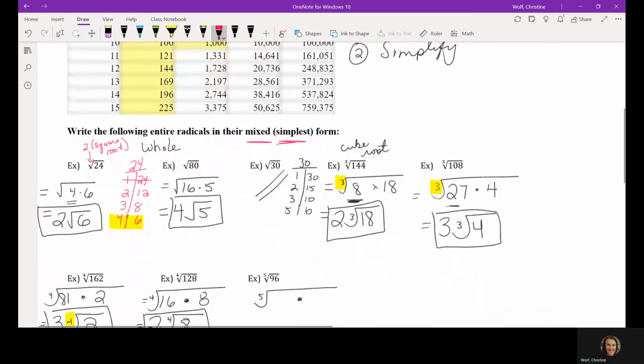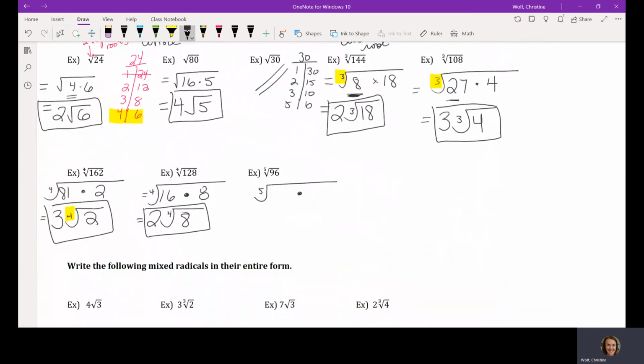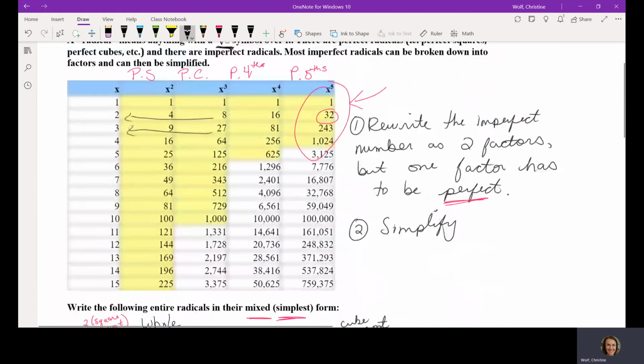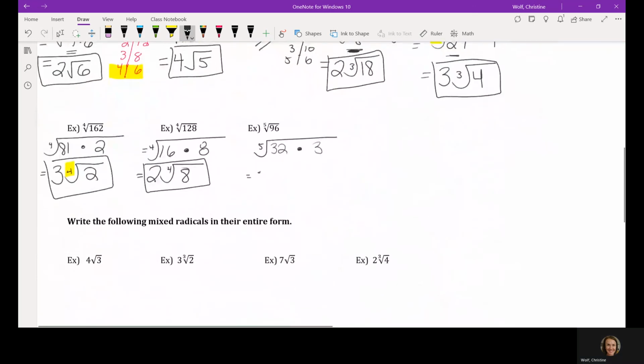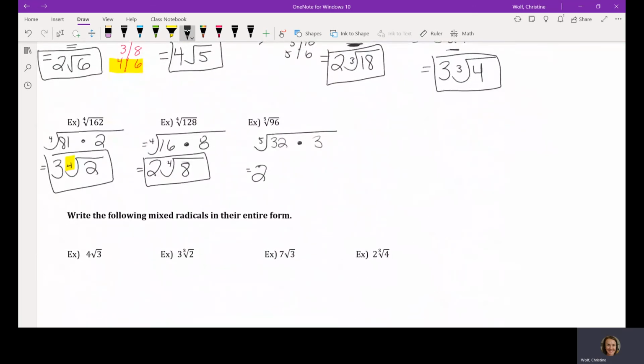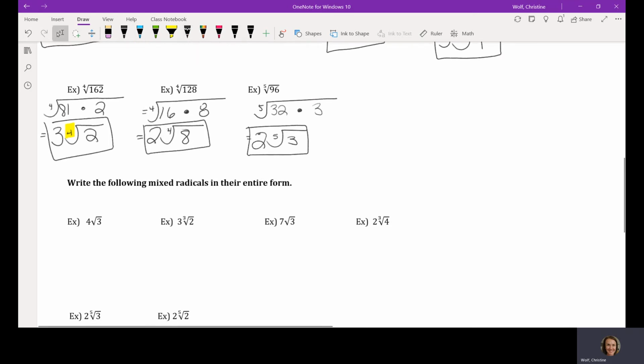Okay? So 32 times 3. So 32 times 3 is 96, and you have to now simplify. What's the fifth root of 32? You go back up here, you go all the way to the left, and you'll see it's 2. So 2 is the answer, that comes out. And then that 3 just stays underneath. And we're done.